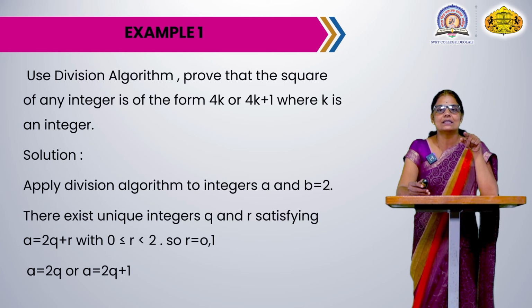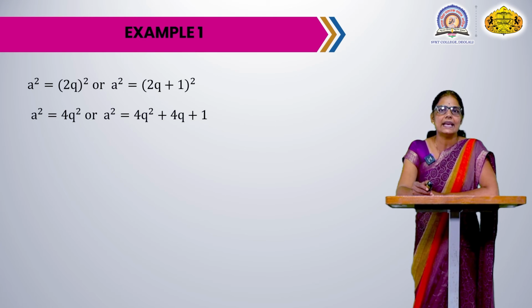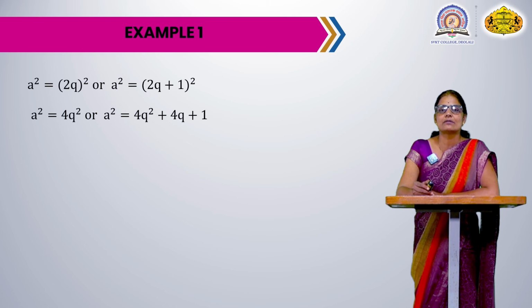So our statement is, we want to prove that the square of any integer is of the form 4k or 4k plus 1. So for that we should square these integers. So squaring this, we get here a square equals to 2q square or a square equals to 2q plus 1 bracket square. Simplify it. So we get here a square equals to 4q square or a square equals to, now squaring the term by using a plus b bracket square, the square of first number is 4q square plus the middle term 2 times the product of the two terms, that is 4q, and plus the square of the last term is 1.